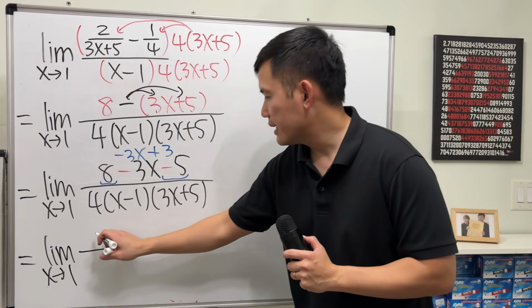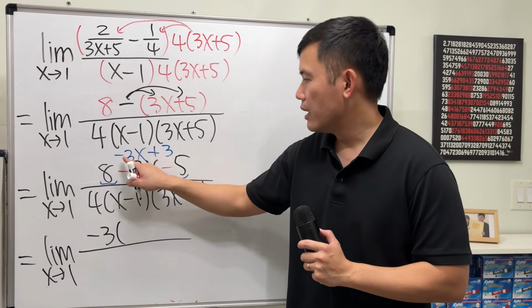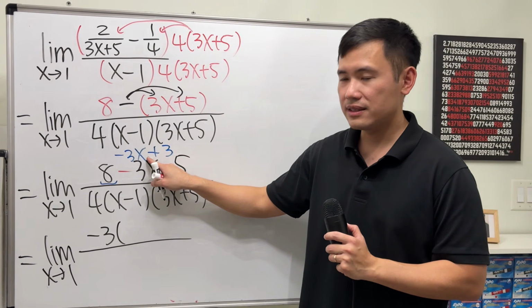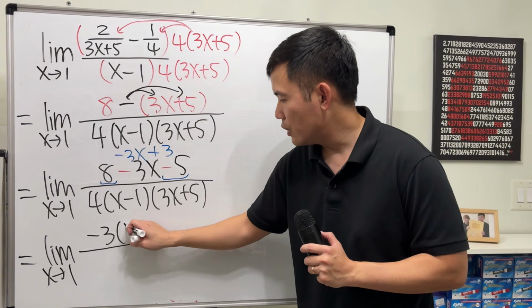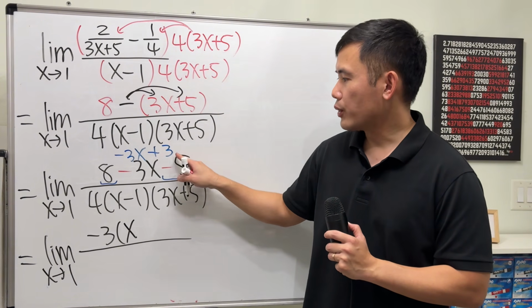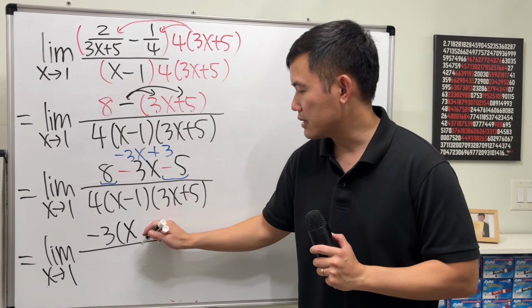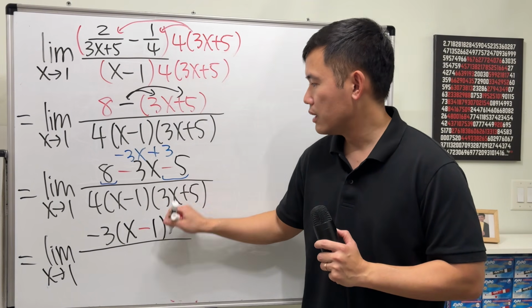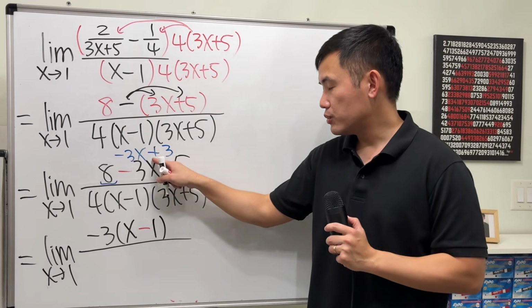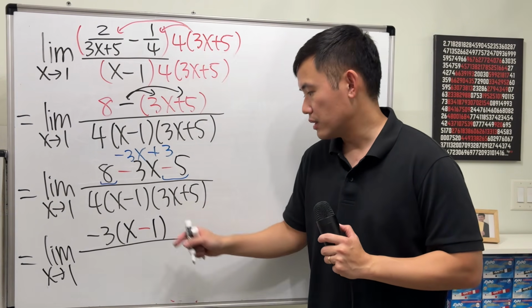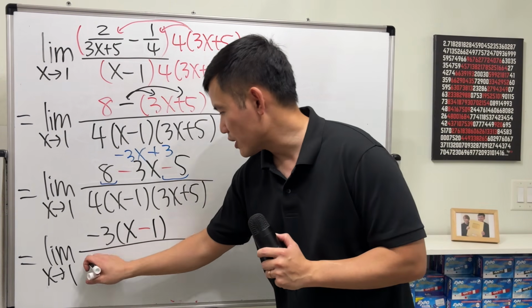Factoring out negative 3 from the top. Originally, we have negative 3x. Factoring out the negative 3, we have x. This originally is positive 3, but we took out negative 3, so this is a minus 1. Just think about this as 3 divided by negative 3, which gets negative 1. And the rest stays the same.